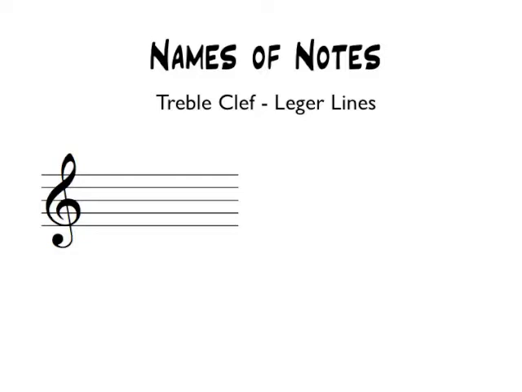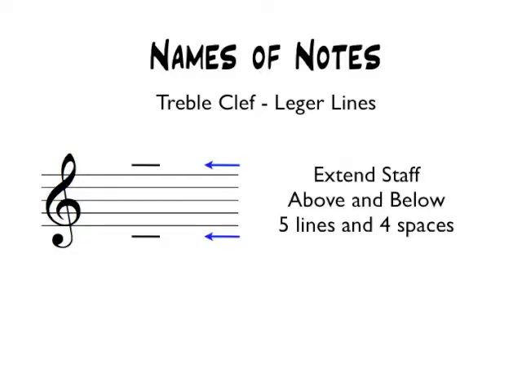It's spelled L-E-G-E-R, but also L-E-D-G-E-R. So you'll see it both ways, and both ways are correct spelling. But ledger lines basically extend the staff above and below the 5 lines and 4 spaces, as I indicated here with the 2 lines that I drew, indicated with the blue arrows.